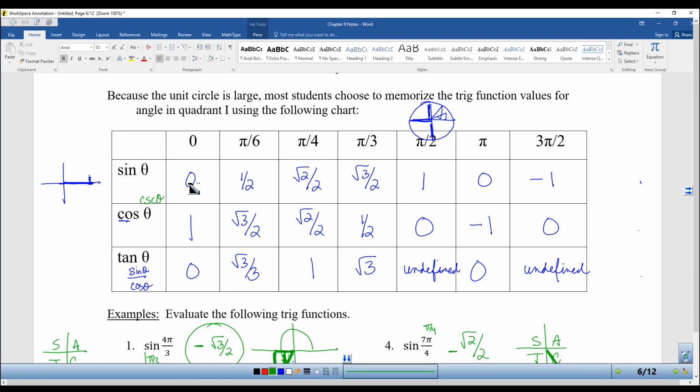So cosecant, if you flip 0, you can't flip 0. This is 0 over 1, but 1 over 0 is undefined. But cosecant of pi 6 is 2. Cosecant of pi fourths is square root of 2. And cosecant of pi thirds is 2 square roots of 3 over 3. If you flip 1, you get 1. You can't flip pi. And if you flip negative 1, it's negative 1. So see if you can do secant on your own. And I will write them down.